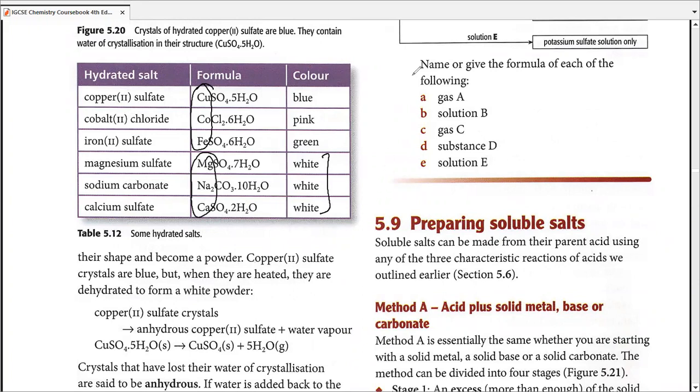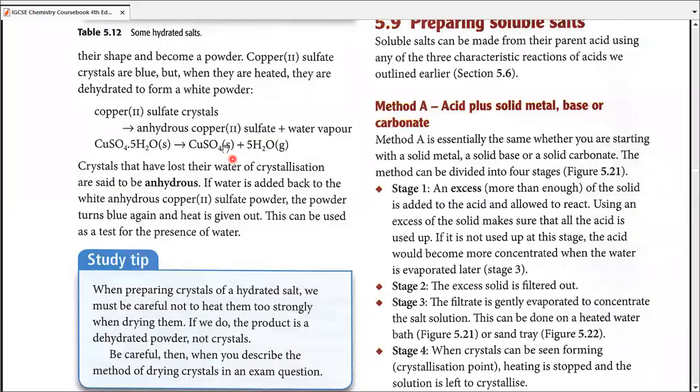Now, coming to this reaction, this is known as a dehydration reaction. The water has been driven off as steam, and blue hydrated copper 2 sulfate crystals are converted into white anhydrous copper 2 sulfate crystals. They have lost water of crystallization. We call them anhydrous. So this one's hydrated and this one's anhydrous.